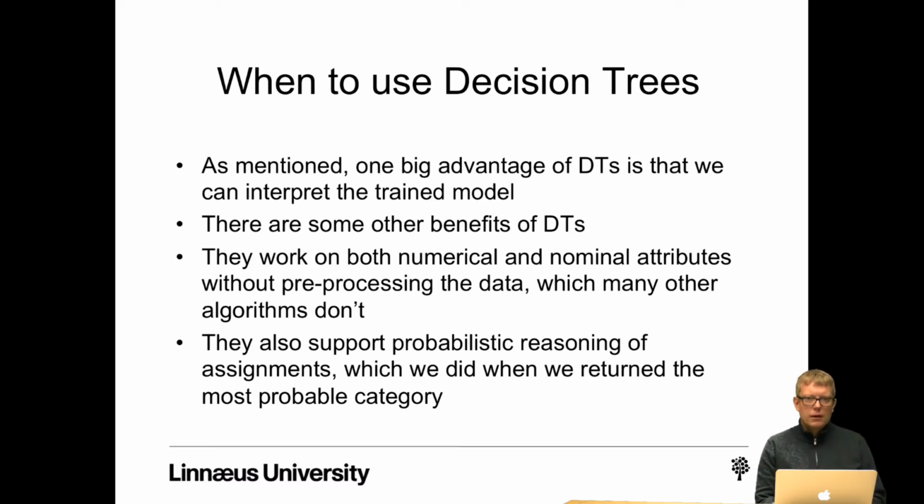Instead of having a number categorized into categories like we did in this dataset, we can have a node that checks a limit of a number, if temperature is above 25 or temperature is below 25 degrees. They also support probabilistic reasoning of assignments, which we did when we returned the most probable categories. So we can see which is the most probable category, but we can also see other possible categories that are least probable.